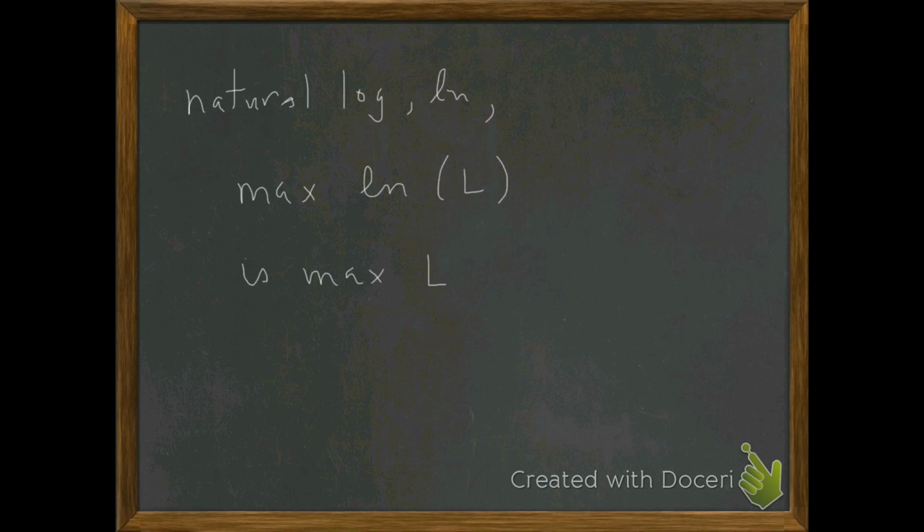if we take the natural log, the maximum value of the natural log of our likelihood function is the maximum of our likelihood function. And you're going to see that we're going to take the natural log of things because in many cases it makes the calculations of our derivatives easier.